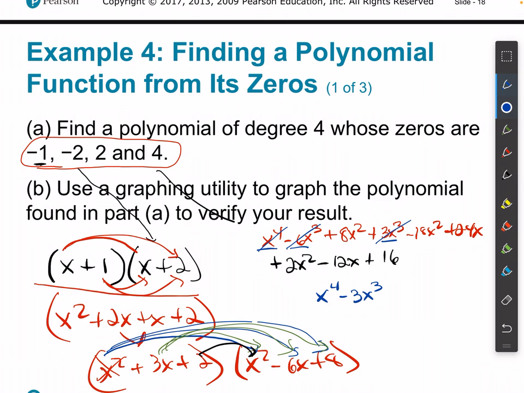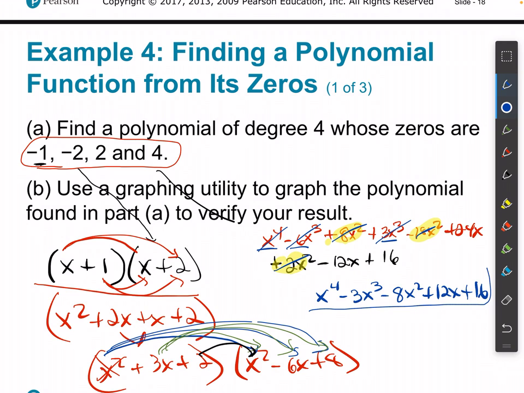Notice now that we have three squared terms. So let's highlight those. We got this guy, this guy, this guy. So if I add those together, 8 minus 18 gives me negative 10 plus 2 gives me negative 8. So negative 8x squared. And then we're done with those. Then we're going to combine our x terms. 24 minus 12 is positive 12x plus 16.